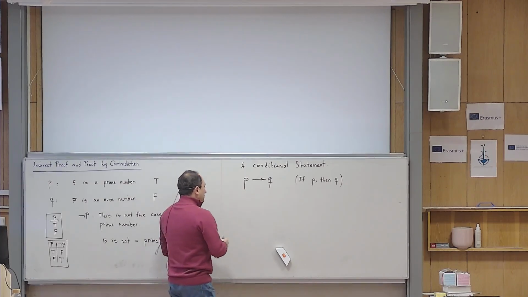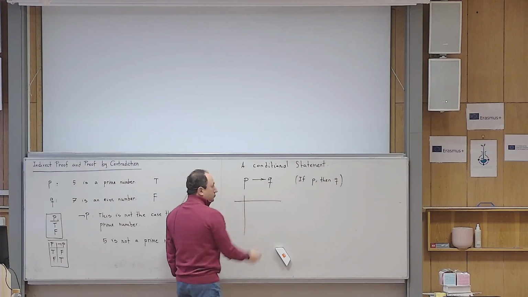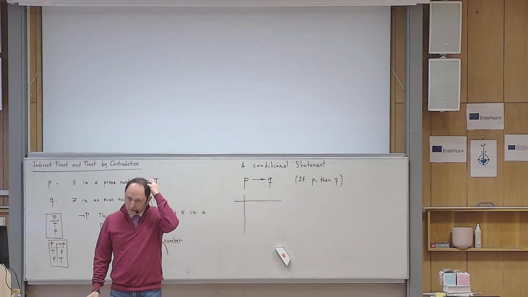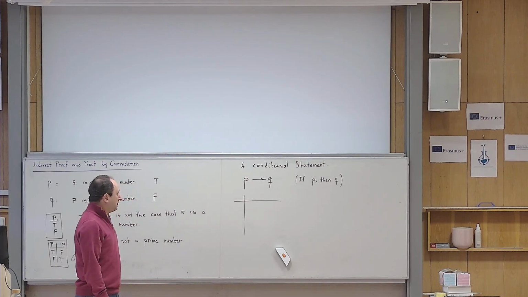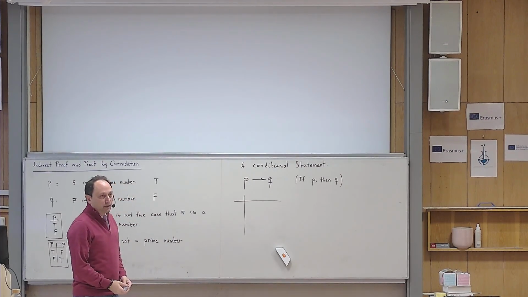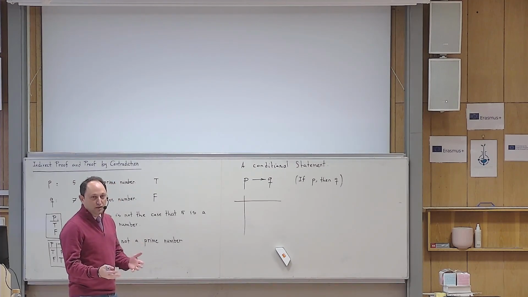Now, what I want to do, I want to draw the table of the truth value for if P, then Q. I want to know when if P, then Q is true, and when it is false. Before doing that, let me ask you one question. What do you think? So let me tell you this.